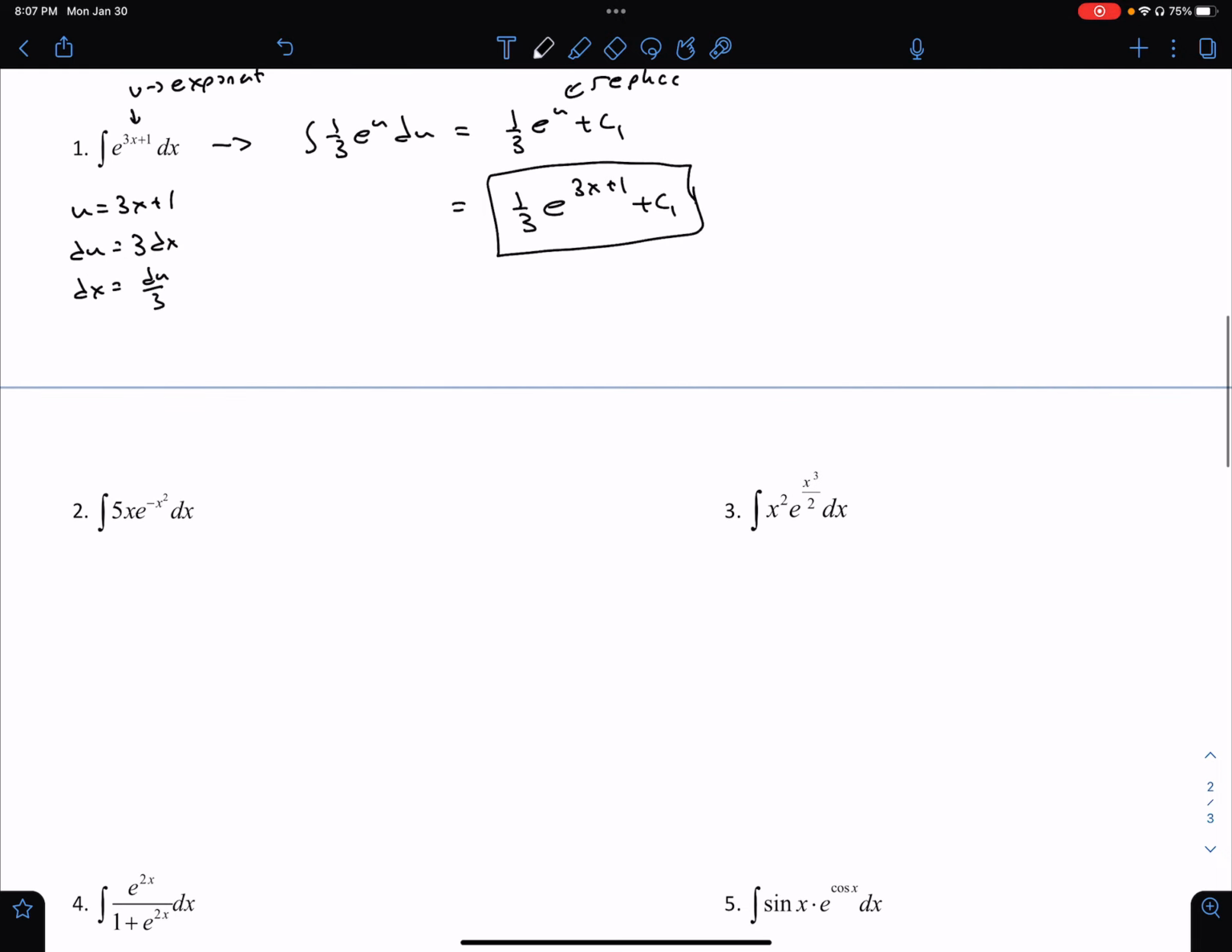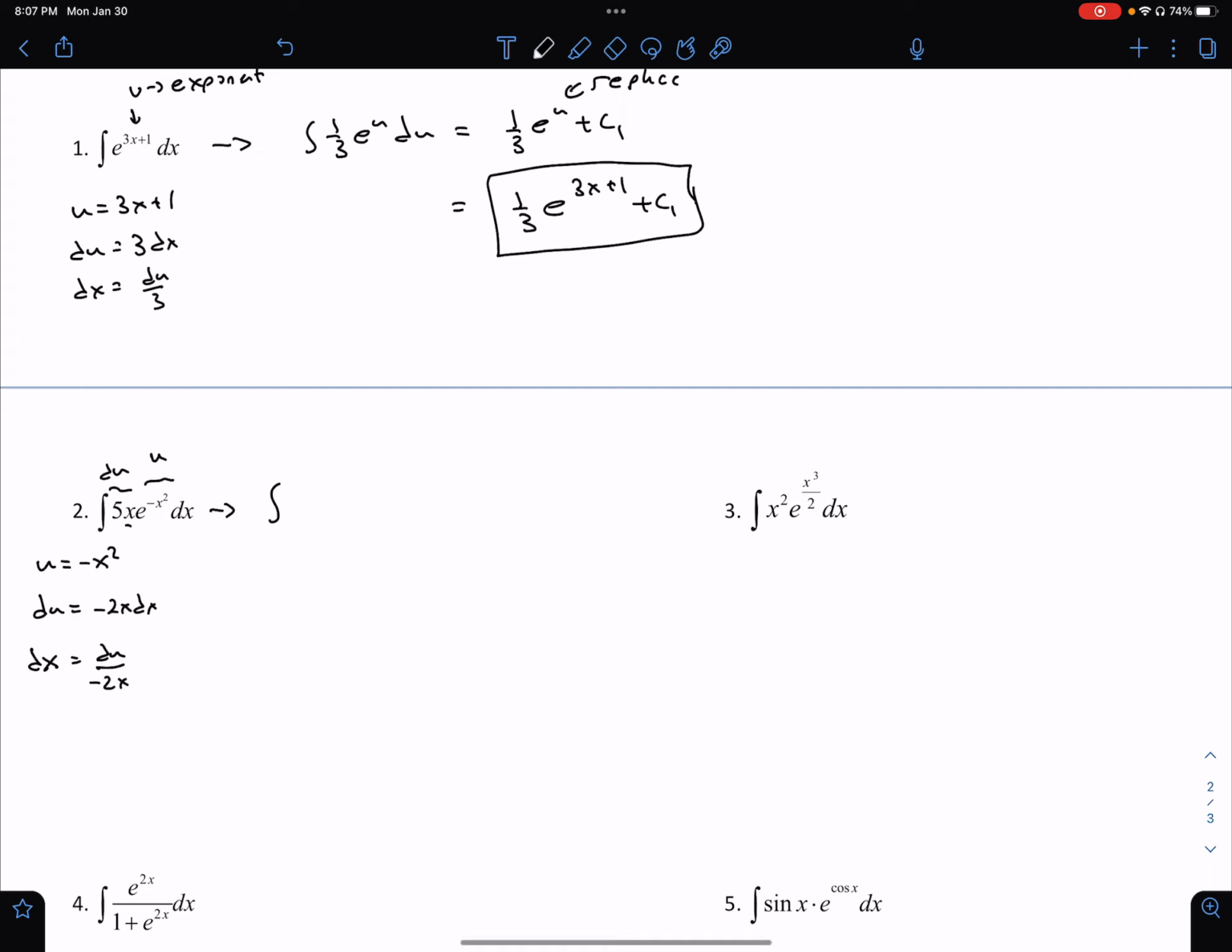So for number 2 here, I got the integral of 5x e to the negative x squared. Well, again, if I look at my exponent, that negative x squared, that's going to be my u. So we're going to let u equal this negative x squared. Our du is negative 2x dx, giving us dx is du over negative 2x. Another way I know that my x squared is going to be my u is that the derivative has an x in it. And I know they're going to cancel out, which we're going to see in a second.